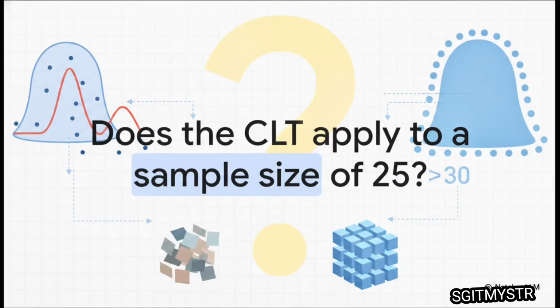Now, take a second to think about this quick check. Does that central limit theorem reliably kick in if your sample size is only 25? Well, actually, no. The generally accepted magic number for this to work is a sample size of 30 or more. Any less than 30, and your inferred big picture might be completely distorted.